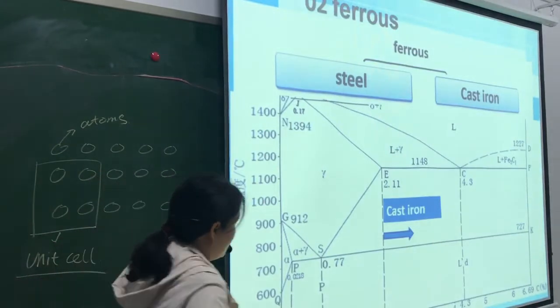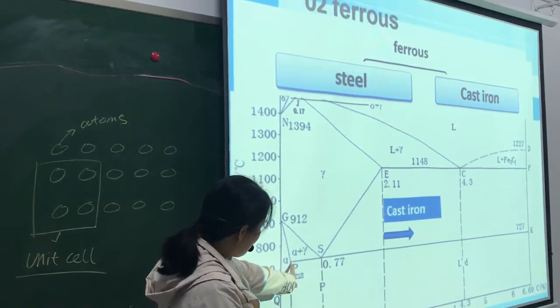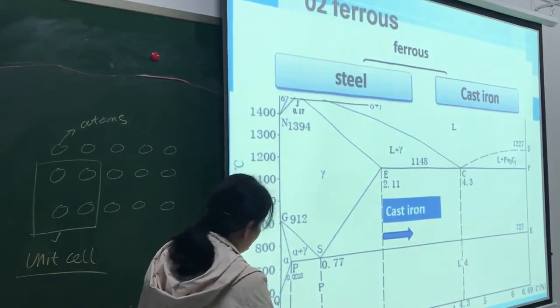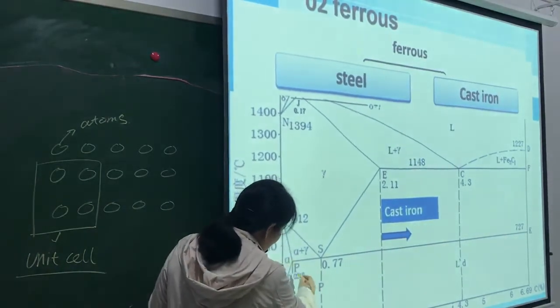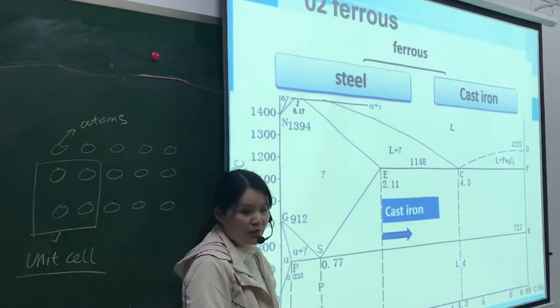This is the solution of carbon in ferrite. The maximum content is 0.218%.